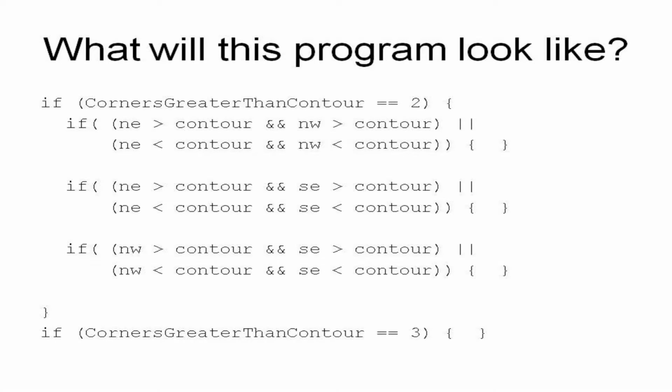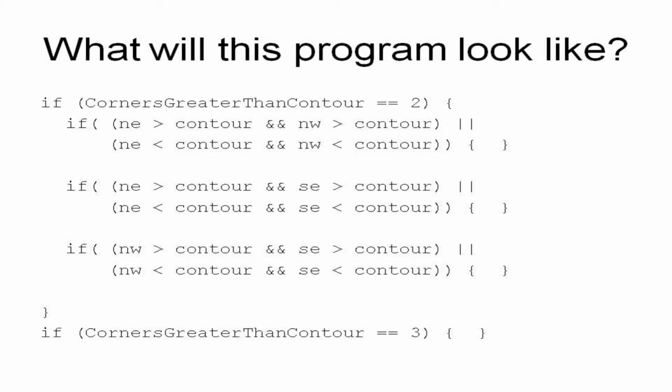So, there are different possibilities here. If the northeast corner is greater than contour and the northwest corner is greater than contour, or the northeast corner is less than and the northwest corner is less than, we're going to do something. That's the possibility where the northern two are above, or the northern two are below. Either way, that's the situation where the contour line goes into the box from the west and leaves the box on the east.